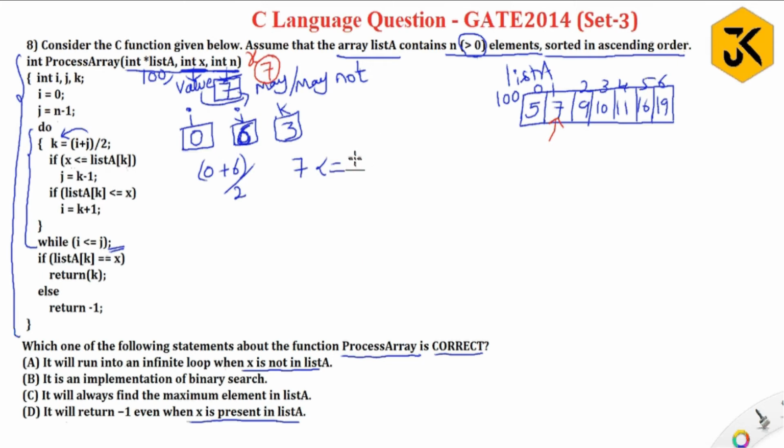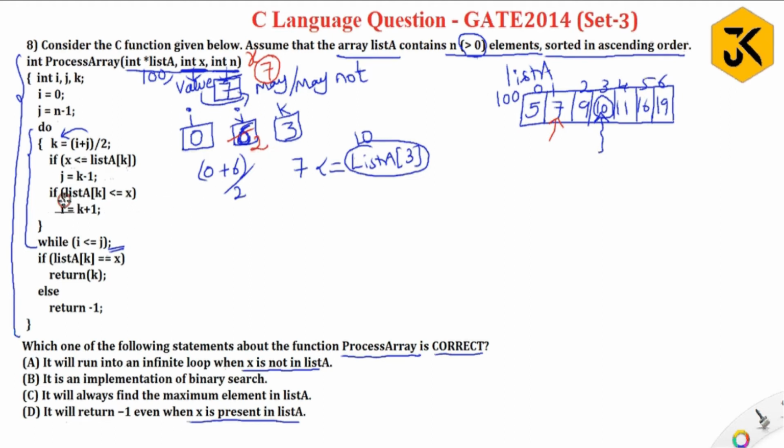List A of k means list A of 3, and list A of 3 is 10. This entire thing is replaced with 10. Is 7 less than or equal to 10? Yes, the condition is true. When the condition is true, j is equal to k minus 1. The k value is 3, k minus 1 is 2. So the j value will be updated to 2.